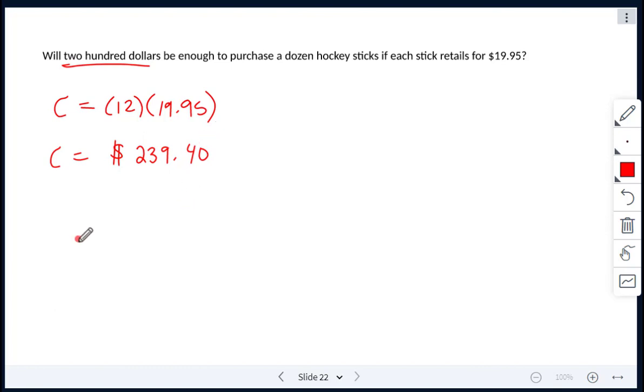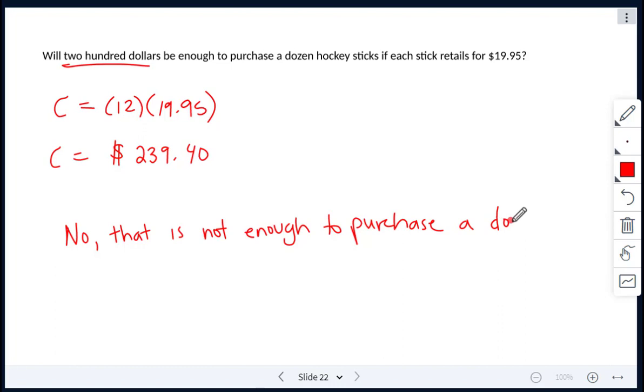All right, so you would just say, no, that is not enough to purchase a dozen hockey sticks.